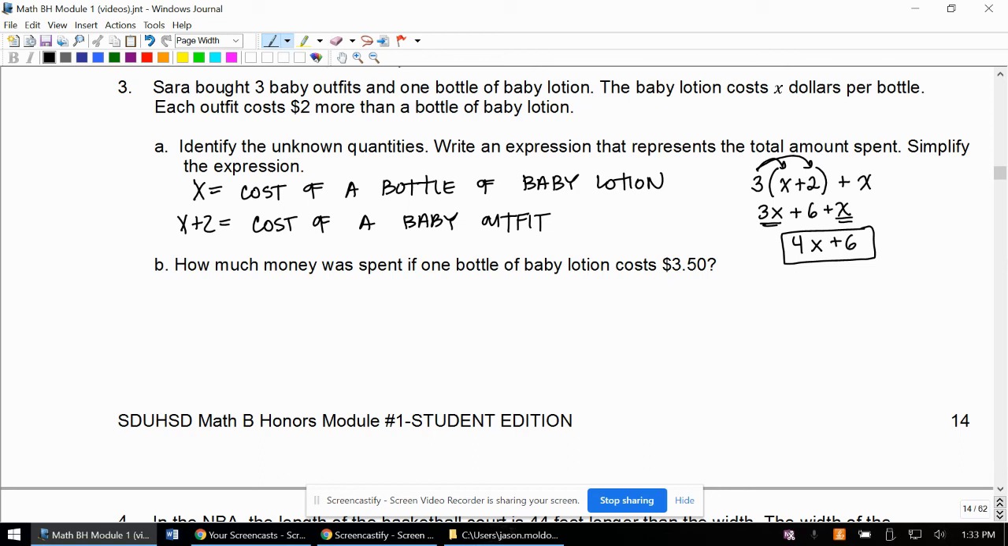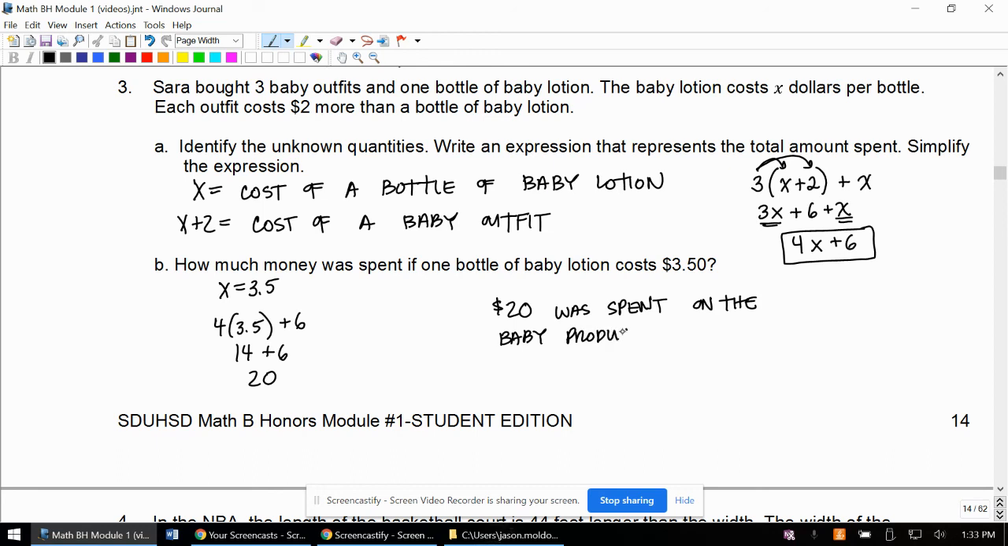And now we're going to plug in $3.50 or 3.5. So 4 times 3.5 plus 6. 4 times 3.5 is 14 plus 6 is 20. We might say that $20 was spent on the baby products, period. And that was the end of the first page.